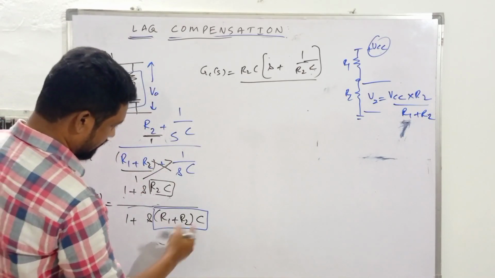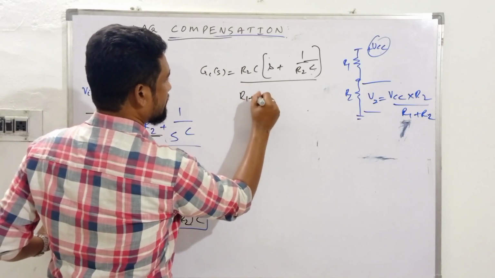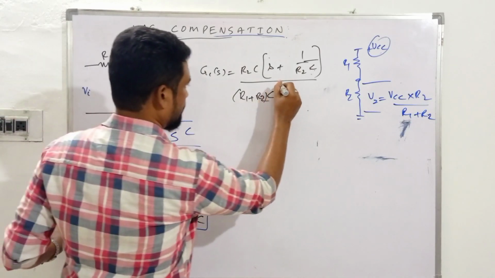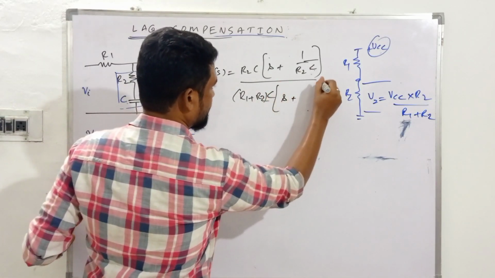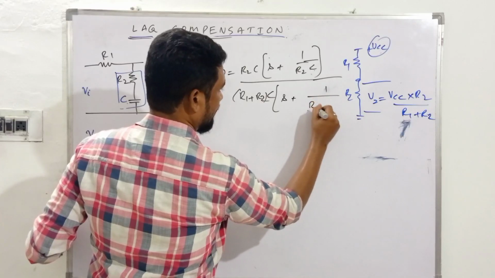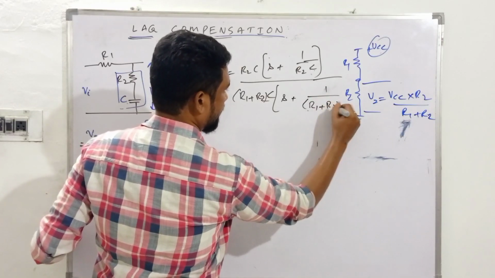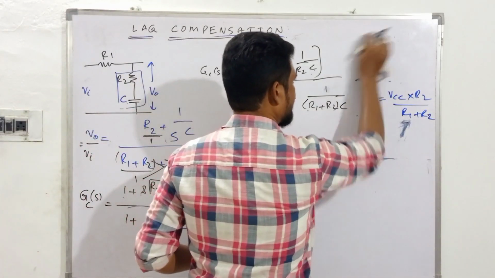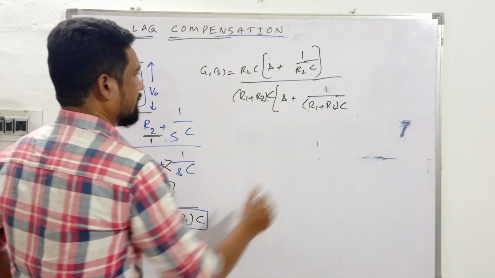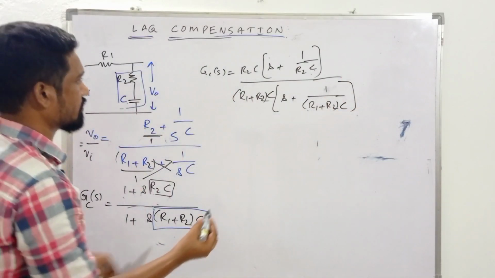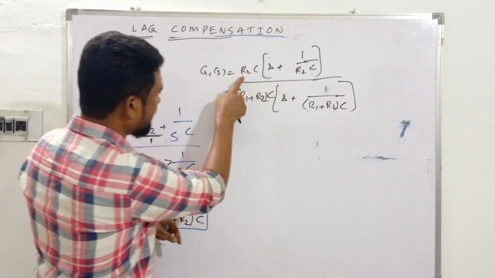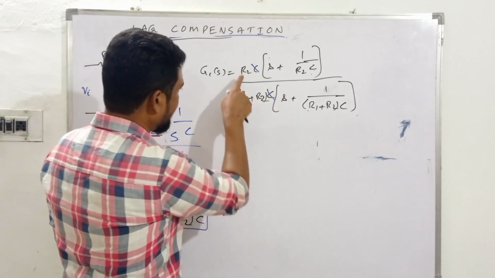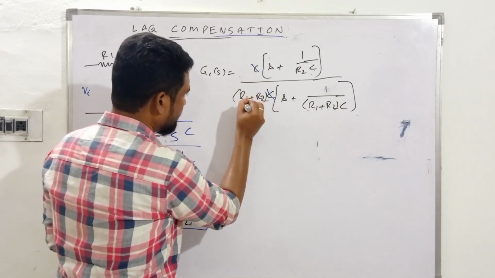So R1 plus R2 into C is taken as common from this and this. So in the bracket we have S plus 1 upon R1 plus R2 into C. All right, so hope you understood the transformation. This isn't a big deal. See what's next. Something gets cancelled here, this C and this C get cancelled. And can this R2 be written over here by R2?